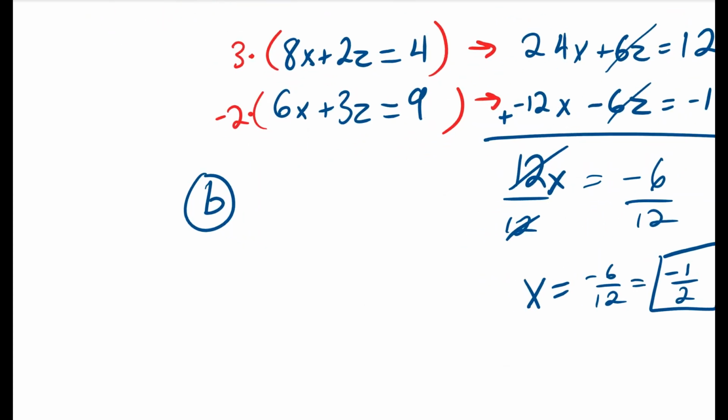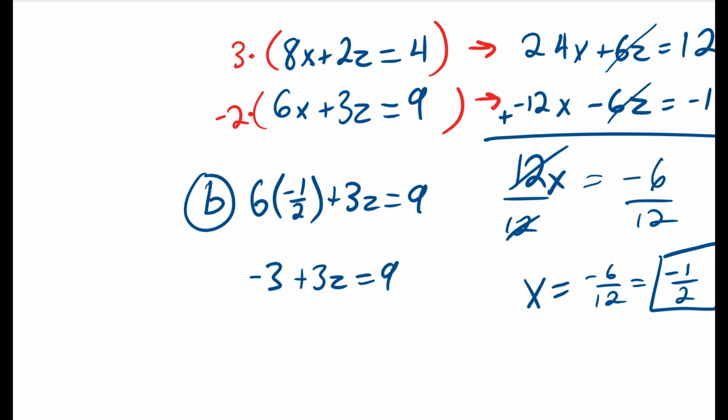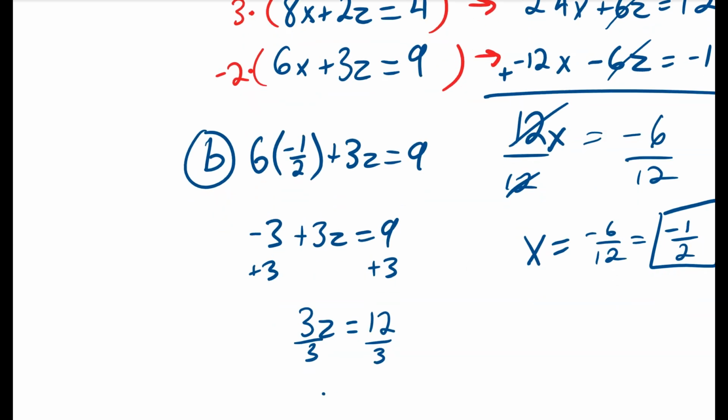However, if I take one of my other equations, let's say I plug into equation b, which was 6x plus 3z equals 9, when I plug in that negative 1/2 for x, the only variable I have left to solve for here is z. 6 times negative 1/2 is negative 3, plus 3z equals 9. If I add 3 to both sides, I'm left with 3z equals 12, and when I divide out that 3, I'm left with z equals 4.